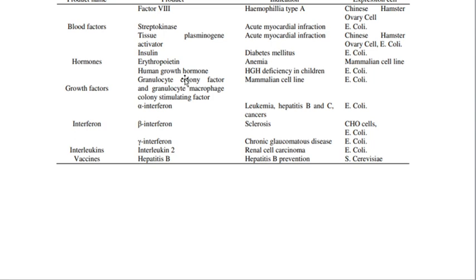Next is human growth hormone, which is expressed in E. coli and used for children with this particular hormone deficiency. Next are granulocyte colony stimulating factor and granulocyte macrophage colony stimulating factor, which are expressed in E. coli.